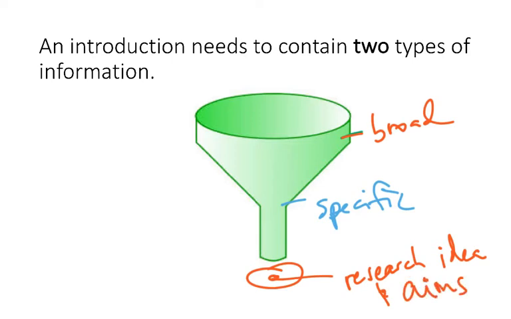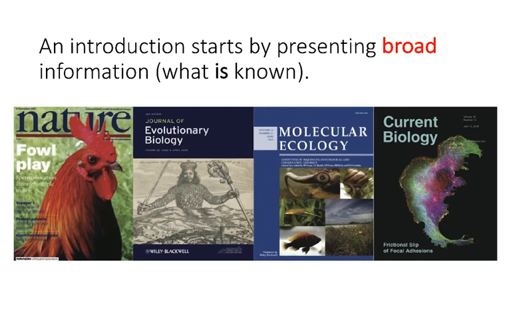So we want to start with broad information and then narrow it down to specific. What do I mean by that? An introduction starts by presenting broad information. And when I say broad information, what I mean is what we already know about the topic. That might include giving general background about relevant work, so summarizing existing literature. That's what I'm showing here, these different journal covers. So when you're giving a summary of what's already known, that includes summarizing existing literature. That might also involve giving some basic info about your study system as well. So I'll write that in.